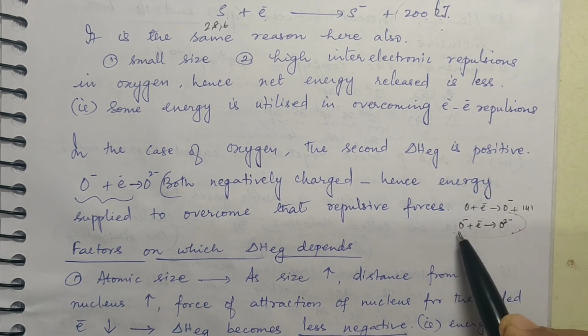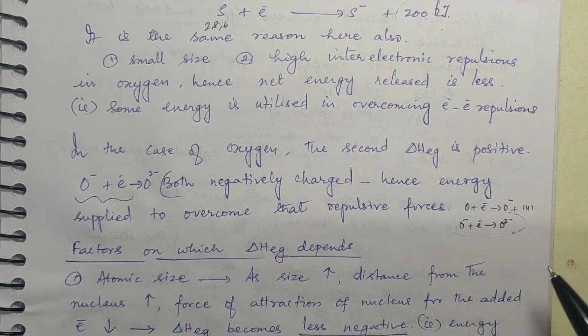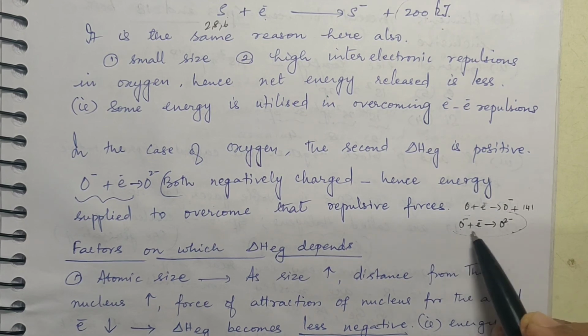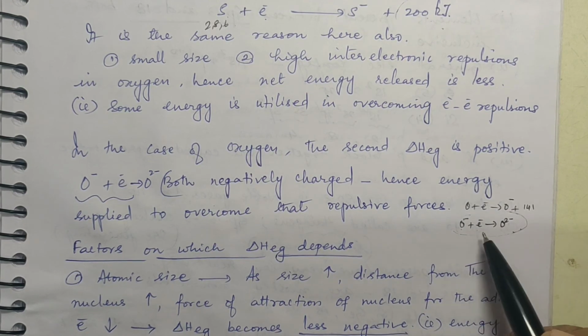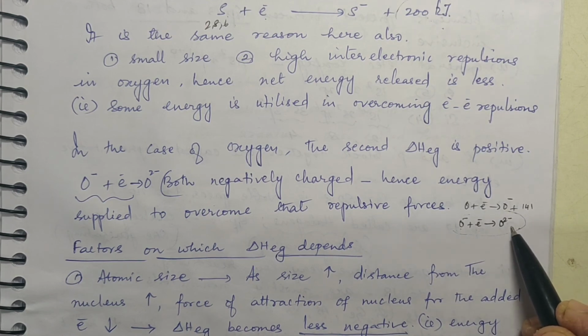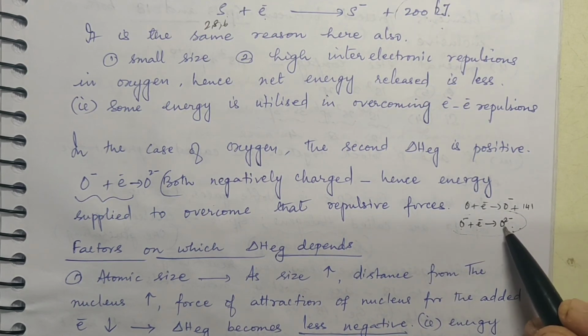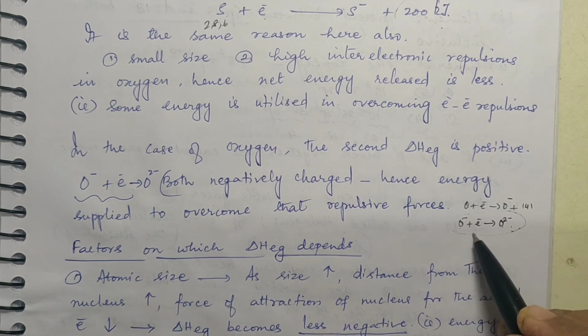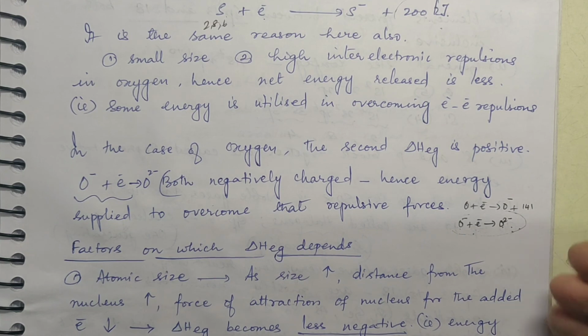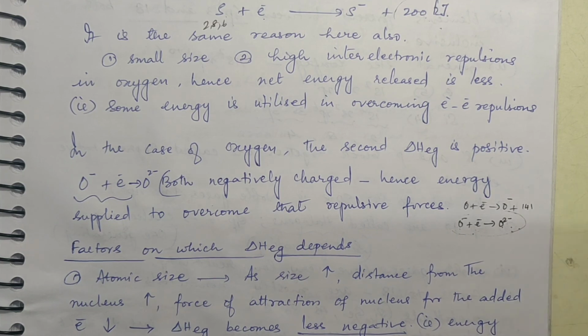Why? Because this is already a negatively charged species and an electron has to be added. So there will be more and more repulsions between the two. Hence the amount of energy released is much less. Or you can say even this requires energy, but overall the process will be exothermic. It will be in the form of negative delta H.